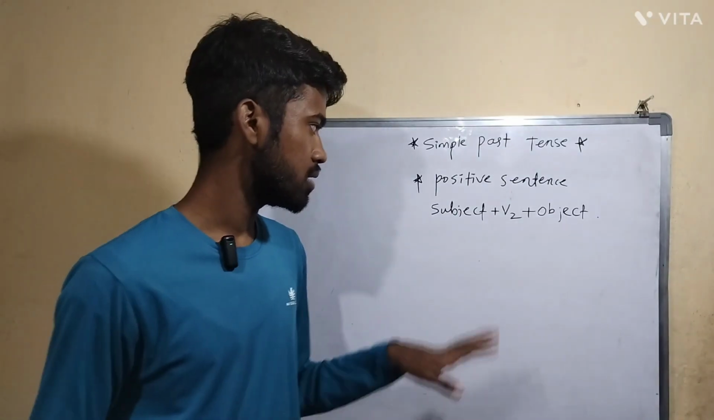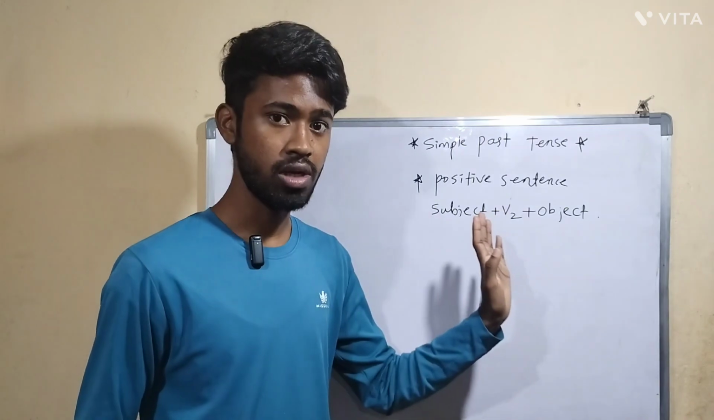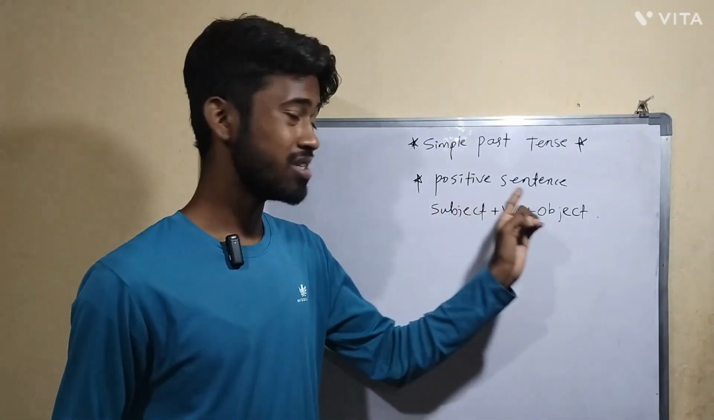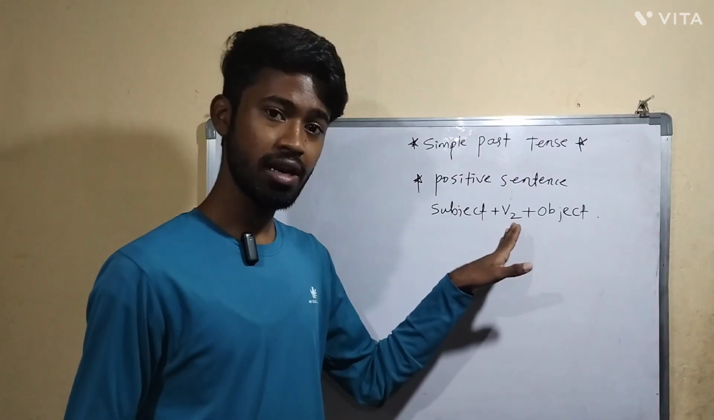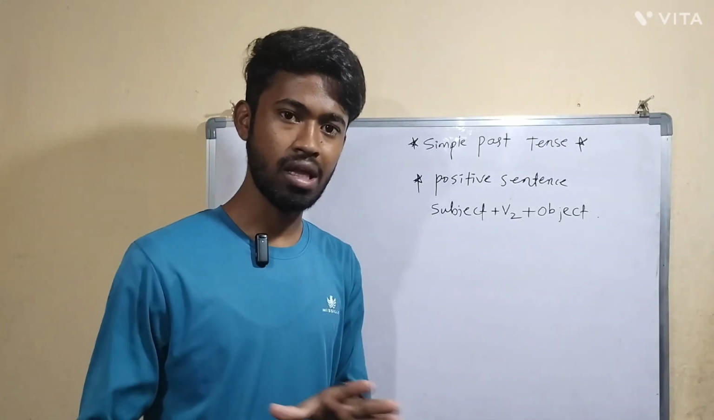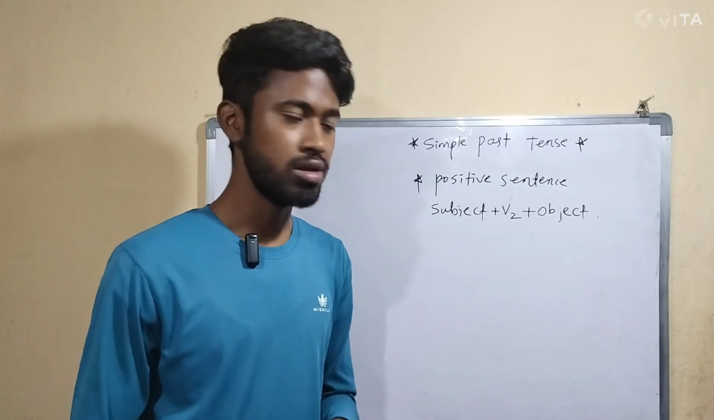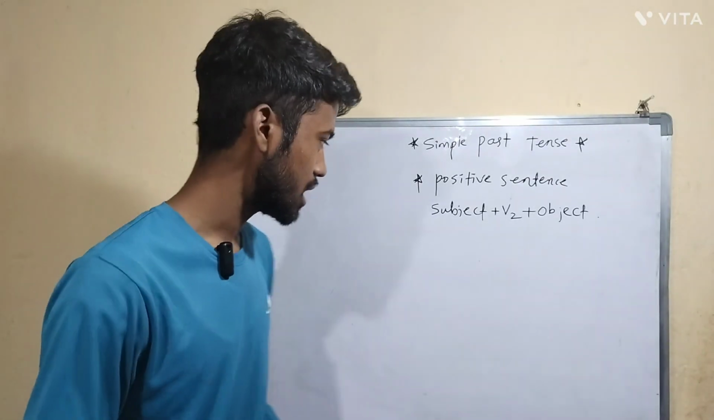Okay. Now see, what is the structure? Subject plus second form of verb plus object. Okay, this is the structure for a positive sentence. Now the second form is the ed form, or in irregular verbs it will be a little bit different. Okay, so here we will see a few examples so you will get a better understanding.